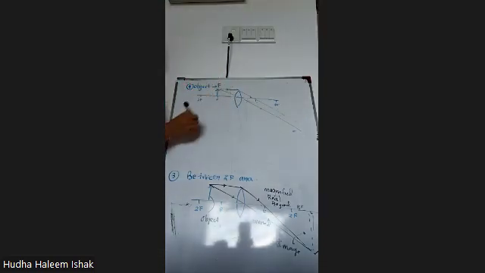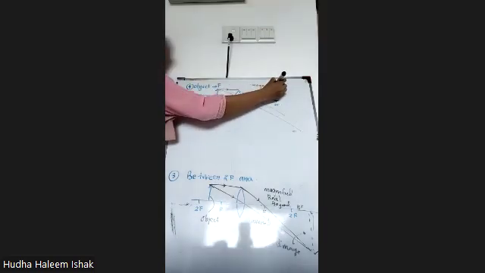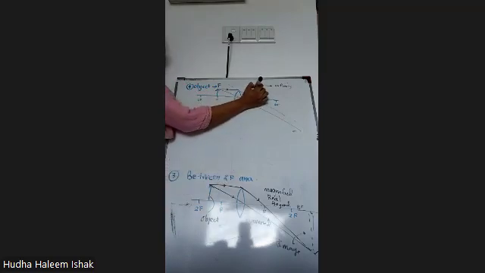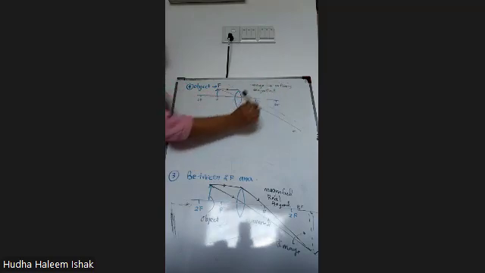So we say that when an object is kept at F, the image will be formed at infinity. Image will be formed at where? Infinity. We don't know where the image is formed. And the image will be what? It will be magnified.